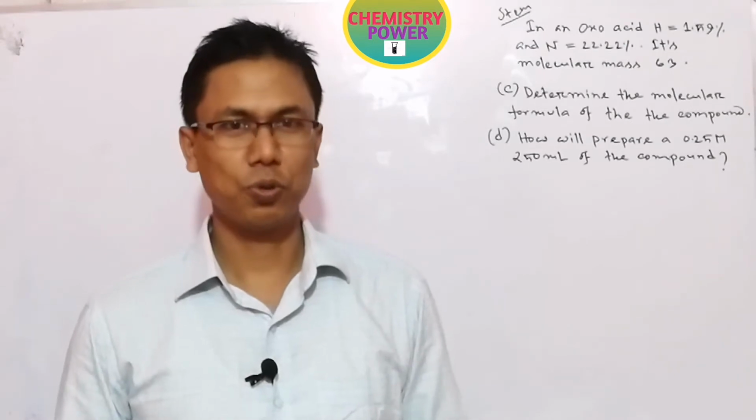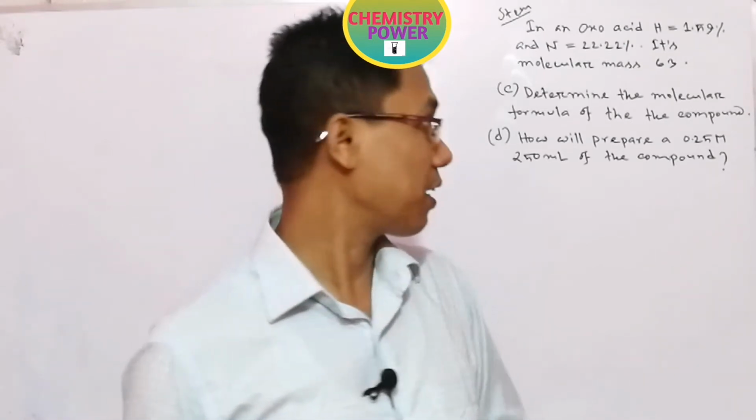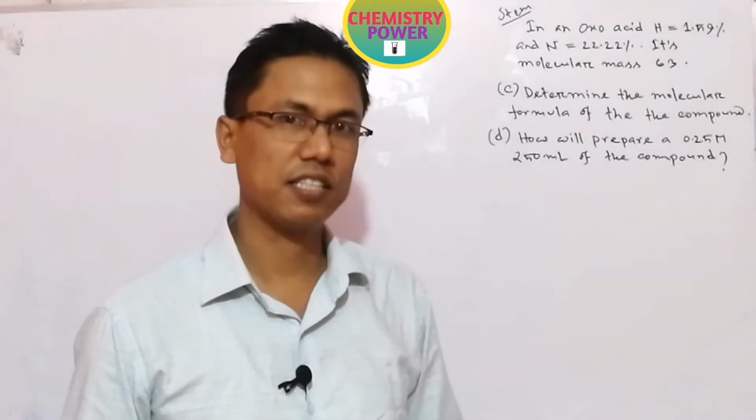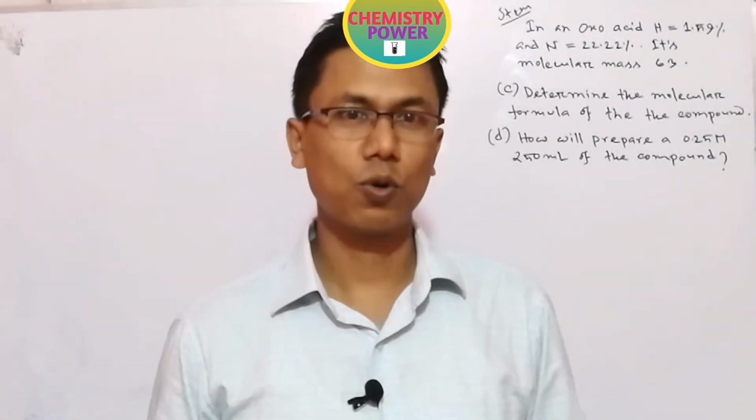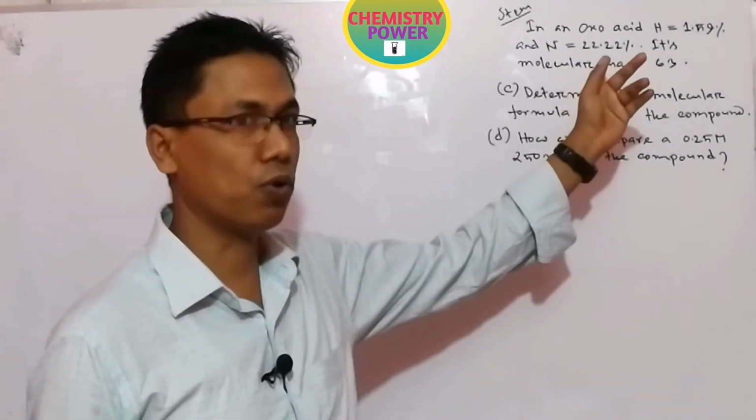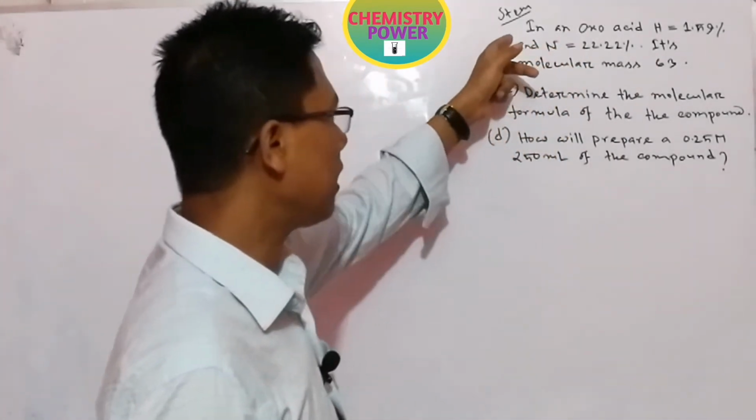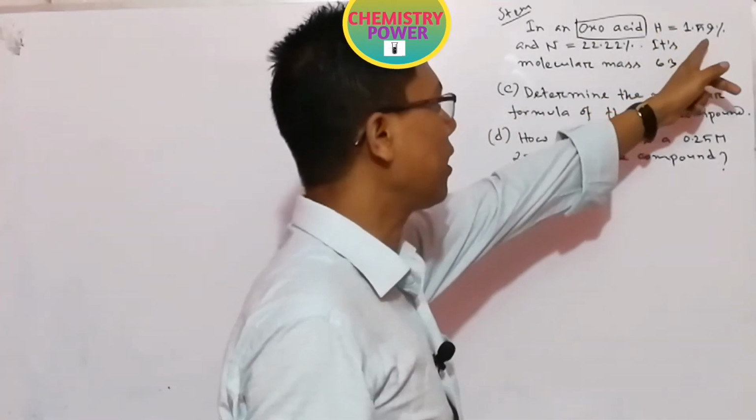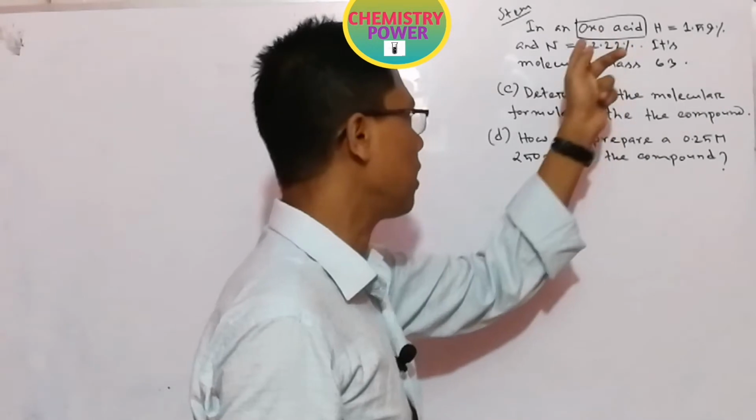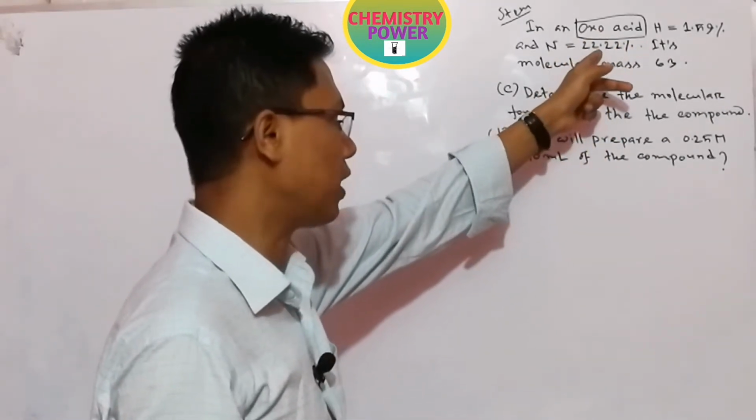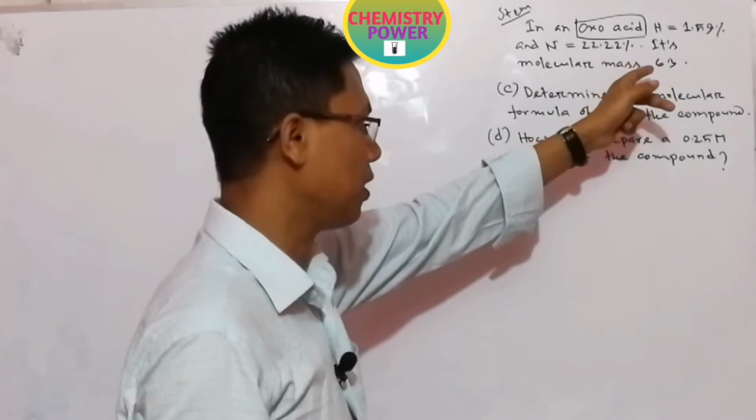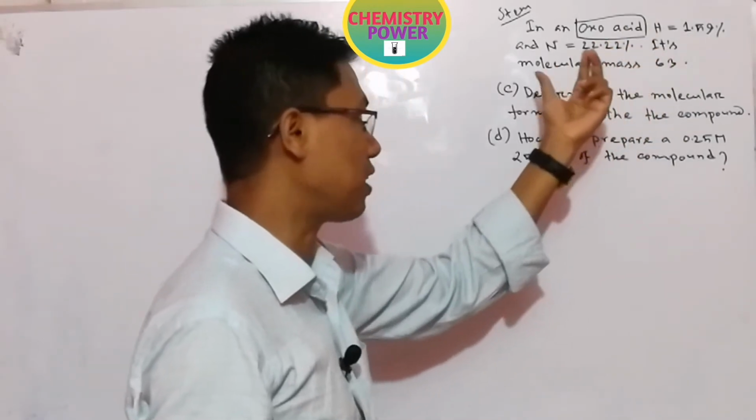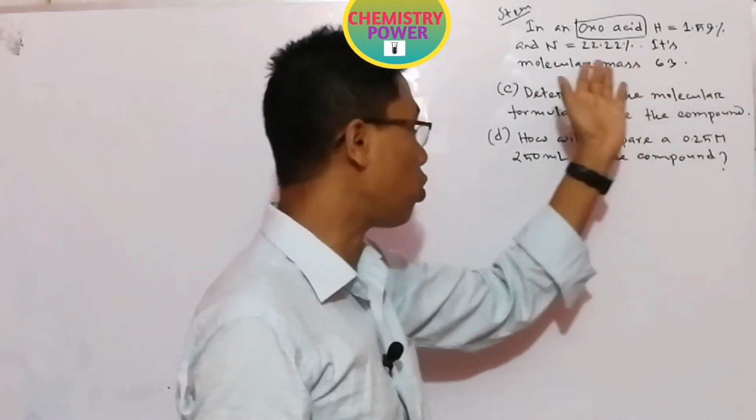I came to you today with another new creative question, which is related to chapter 6 of your chemistry book. The question is given on the board. We can see that in an oxo acid, hydrogen is 1.59% and nitrogen is 22.22%. That means the percent composition of hydrogen and nitrogen is 1.59% and 22.22%.